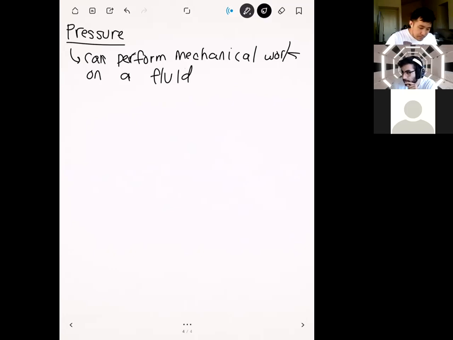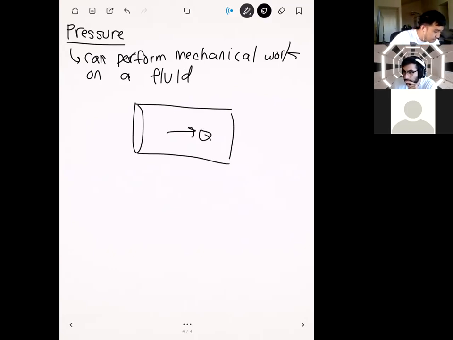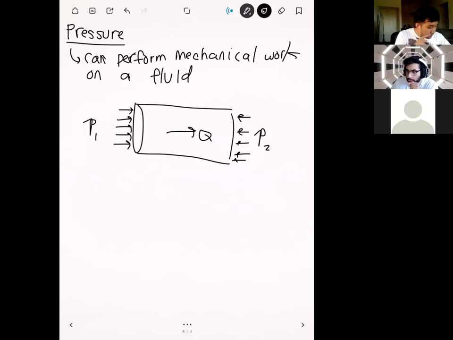Okay. And so just to illustrate this, let's draw a simple pipe flow. Okay? And let's say that we have flow in this direction. Okay? And say that at the inlet here, we have a P1, and at the outlet here, we have P2. Okay? And so since pressure is nothing more than just a force over area, both of these pressures are exerting force on the fluid. Okay? And so what we can do, based on the situation, is come up with a mathematical expression for the work done by a pressure force.